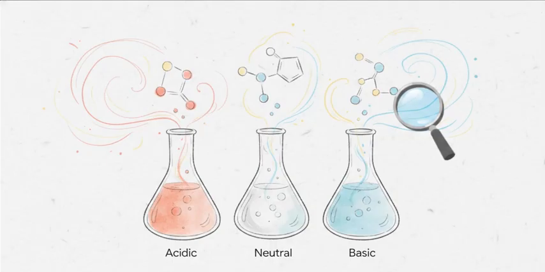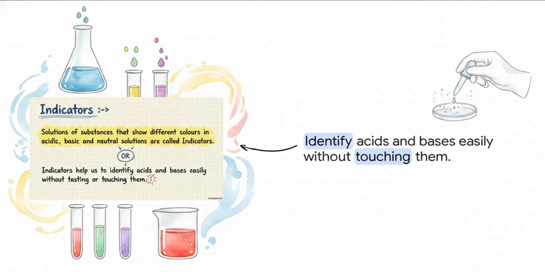And that brings us to our elegant solution to this very dangerous problem: the chemical indicator. By definition, an indicator is a solution of a substance that shows different colors, or, as you'll see in a minute, exhibits other totally detectable changes in acidic, basic, and neutral environments. Think of them as our chemical informants. They're translating invisible molecular properties into highly visible or easily detectable sensory signals for us. So the absolute essence of indicators is that they help us identify acids and bases easily and, most importantly, safely, without tasting or touching them.